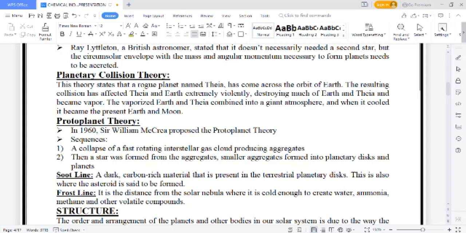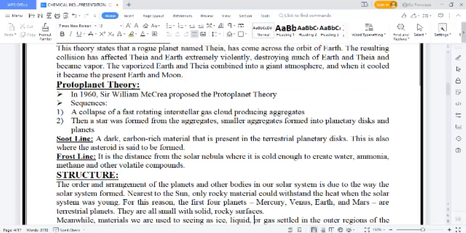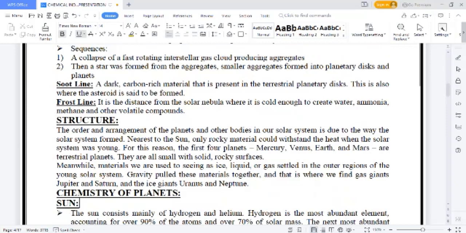And second is the frost line. Basically, what is the frost line? It is the distance from the solar nebula where it is cold enough to create water, ammonia, methane, and other volatile compounds. After the theories, I will explain the structure of the solar system.